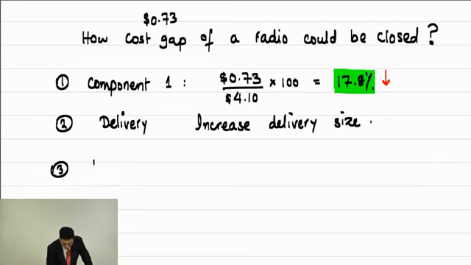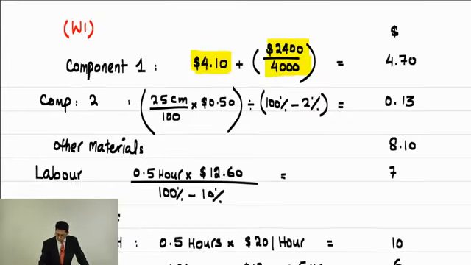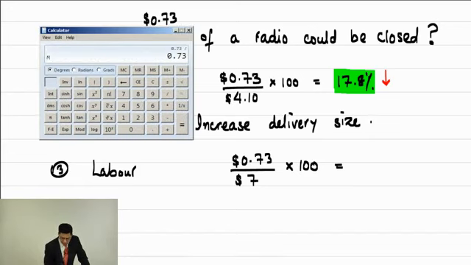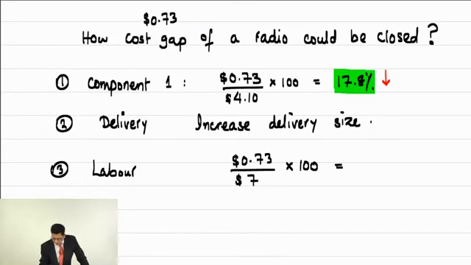Number 3, look at the labor cost, for example. Just a couple of suggestions I need to share with you. First of all, cost gap, which is 73 cents, divided by labor cost, which was $7, and then multiplied by 100. Multiplying by 100 is just to get the answer expressed as a percentage. So 73 cents divided by 7 is approximately 10.4%, or if you fancy, just round it off to 10%. The meaning is, if labor efficiency can improve by 10%, the problems can be resolved.